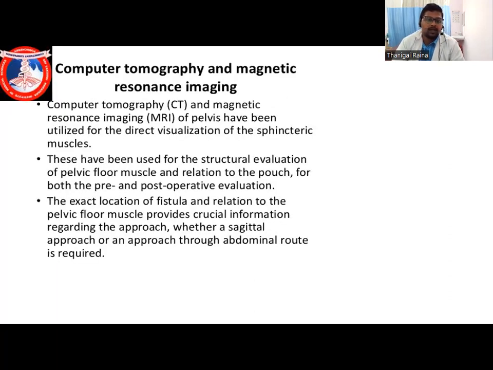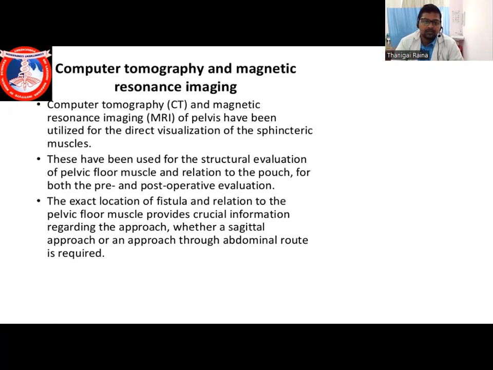Coming to CT and MRI. CT and MRI of the pelvis have been utilized for the direct visualization of the sphincteric muscles. Sacrum-associated anomalies can also be found, that is, whether the sacral bone is missing or not. If 2 to 3 sacral bones are missing, the muscles of the sphincter mechanism are not developed well, so the patient will have a poor prognosis.